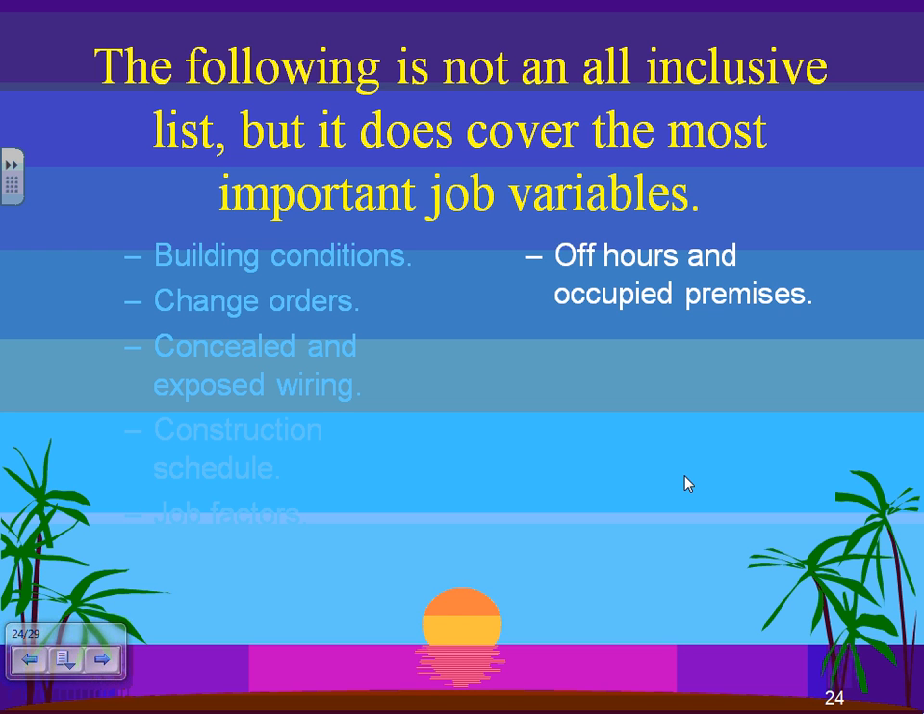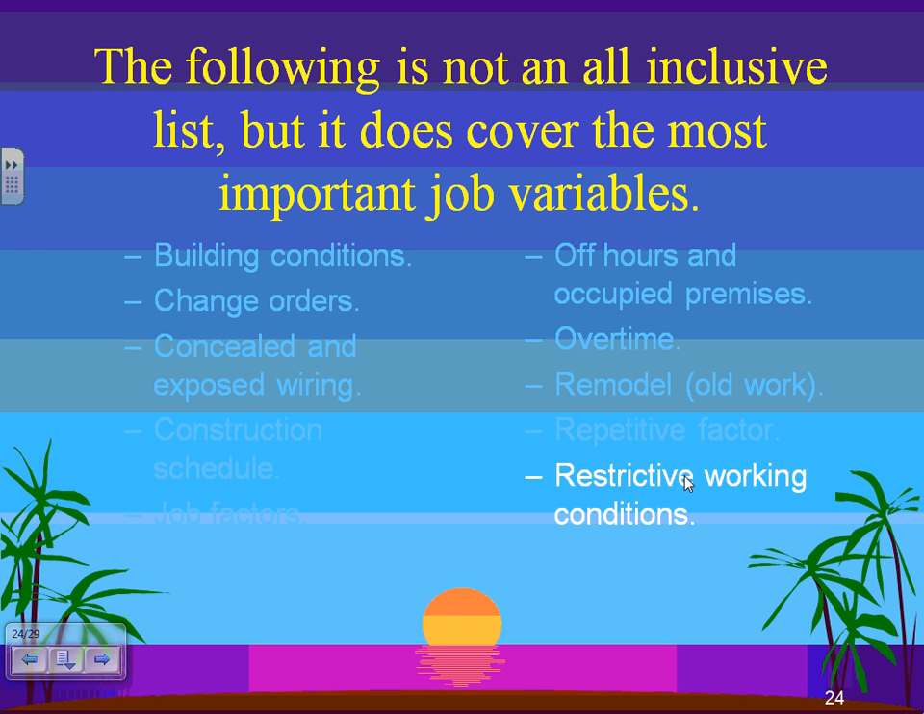Job factors. Off hours, occupied premises. You can't work on certain hours. Overtime. Are you working overtime? You need to accommodate for that one. Remodeled old homes and repetitive factors. All these, in your book, guys, it goes into details on how each one of these factors affects building condition, elevators, heights, and so forth. Wiring the entire building.